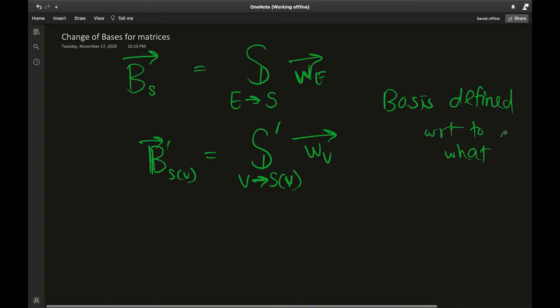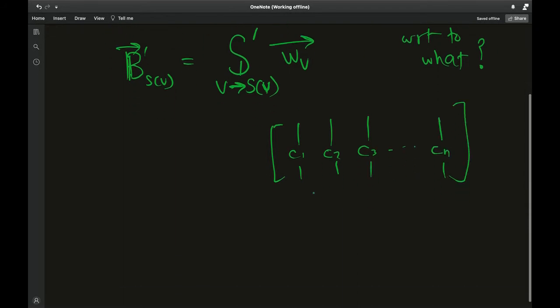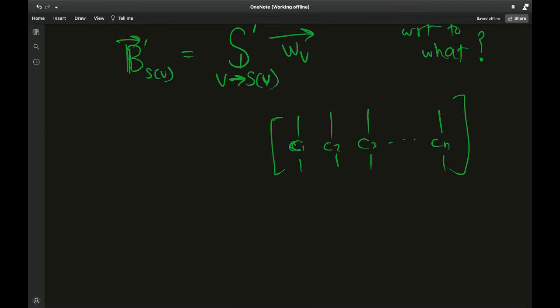You can say that stuff is defined with respect to bases, but in this case, if we want to look at the picture of bases as columns of a matrix, then this question should come up: bases with respect to what? These column vectors are expressed in what basis? That question should come up.